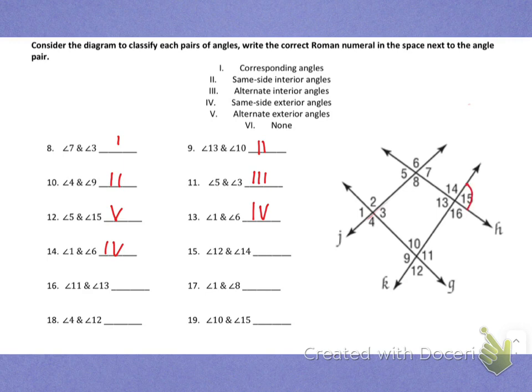Angle 15 right there, and then, sorry, not angle 15. Number 15 is 12 and 14. So this is my transversal right here. They're on opposite sides, so they're alternating, and they are both on the outside here, so they are exterior. So alternating exterior, which is just V.